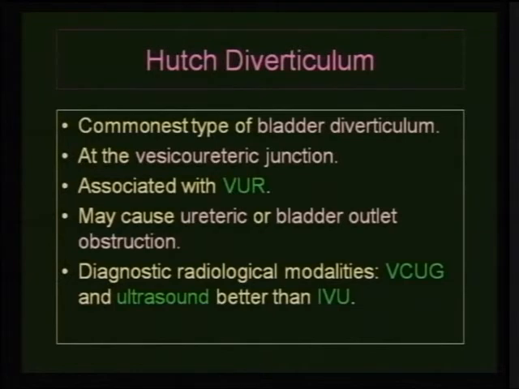Hutch diverticulum is the commonest one. It is at the vesico-ureteric junction, could be associated with reflux, and it may cause bladder outlet obstruction. You can see it by VCUG, ultrasound, and IVU is history now. This is the shape of Hutch diverticulum, and this is a Hutch diverticulum with reflux.